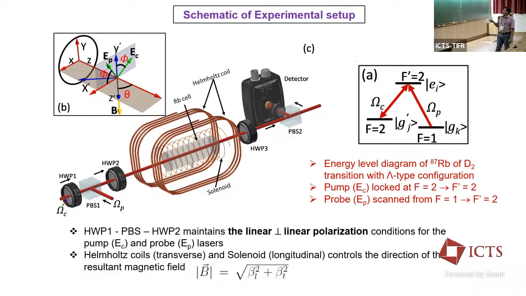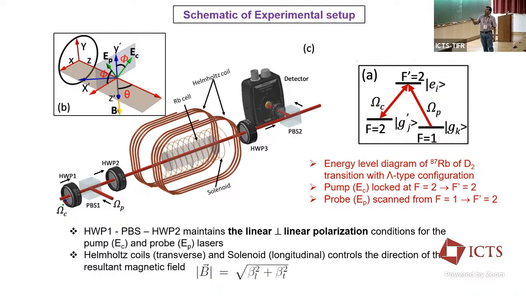And so this is the energy diagram for a lambda type configuration. The two beams are from two different lasers. We combine them, but we also make a linear perpendicular polarization. So we combine both lasers, and both are linearly polarized, but they are 90° to each other. So we do it in that way.